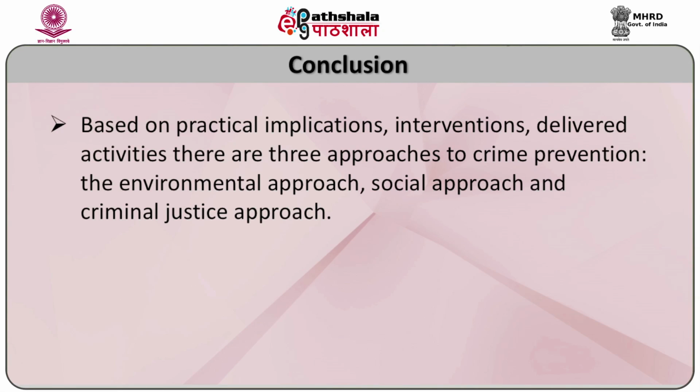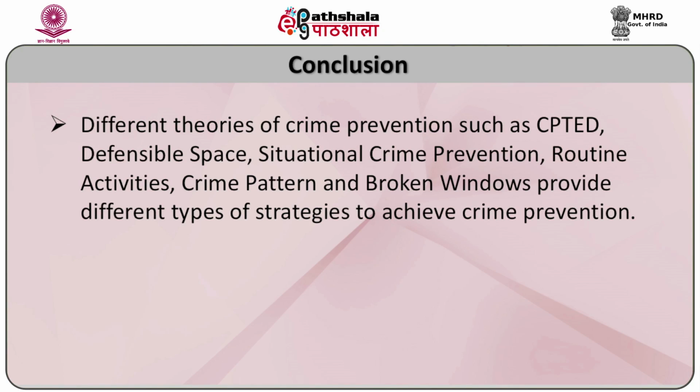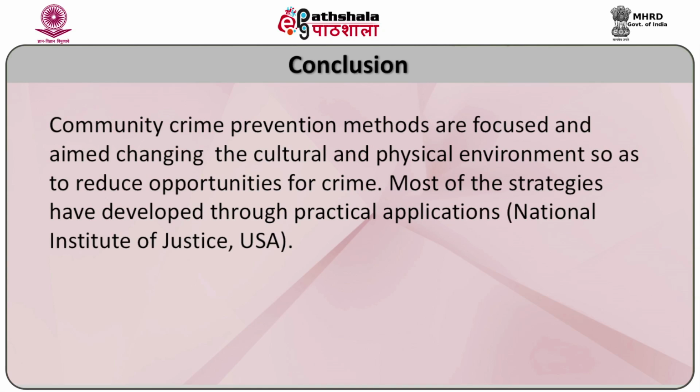Conclusion: based on practical implication, interventions, and delivered activities, there are three approaches to crime prevention: the environmental approach, social approach and criminal justice approach. Different theories of crime prevention, such as CPTED, defensible space, situational crime prevention, routine activities, crime pattern and broken windows, provide different types of strategies to achieve crime prevention. Community crime prevention methods are focused and aimed at changing the cultural and physical environment so as to reduce opportunities for crime. Most of the strategies have developed through practical applications.